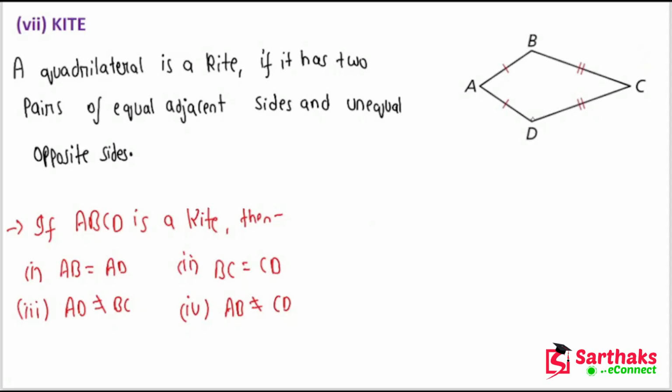So a quadrilateral ABCD is called a kite if two pairs of adjacent sides are equal and two pairs of adjacent sides are unequal. Clearly you can see AB and BC are also adjacent sides. It is written in the form of opposite, but we can call it adjacent also. So this pair of adjacent sides is not equal. Similarly, AD and DC are also adjacent sides, and this pair of adjacent sides is also not equal.